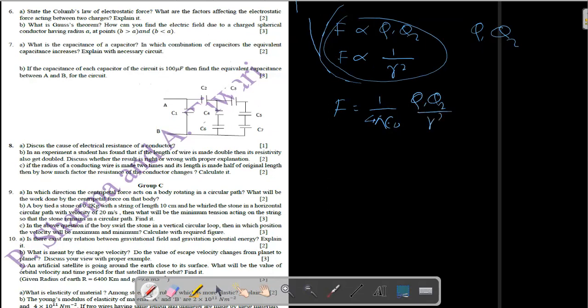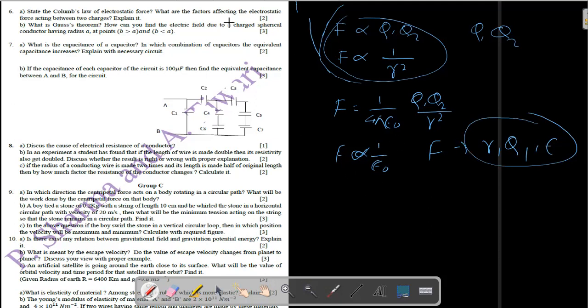And from here you can discuss the factors. You do not have to write inversely directly, just mention here that F depends upon parameters. That means distance, magnitude of charge, and nature of medium. Just mention that here, and that will be enough for this question 6a.